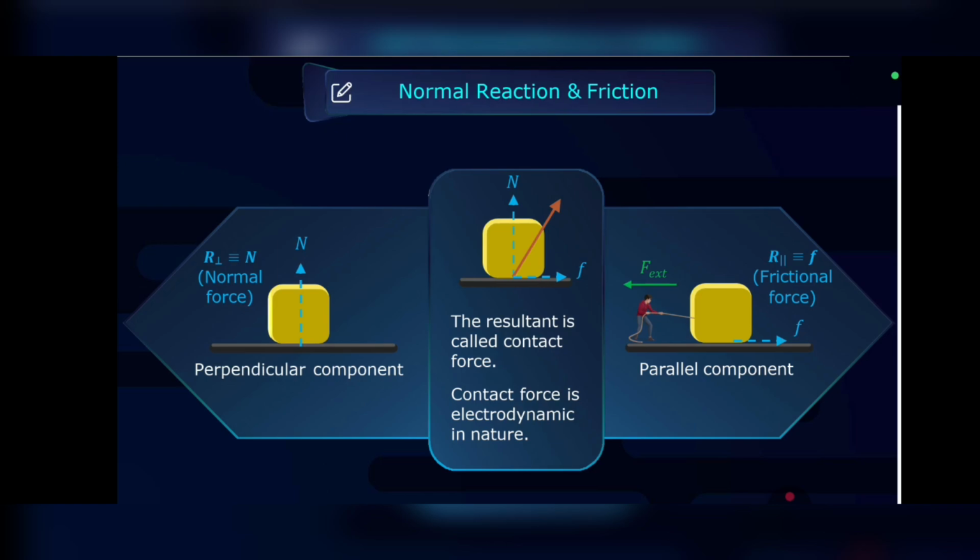If a force is applied on a body, it moves in the direction of the applied force. But two forces act on the body. If the body is placed on a horizontal plane, the force mg acts in the vertically downward direction, and the normal reaction acts opposite to the direction of the weight of the body. That is, the normal reaction is equal to the weight of the body.